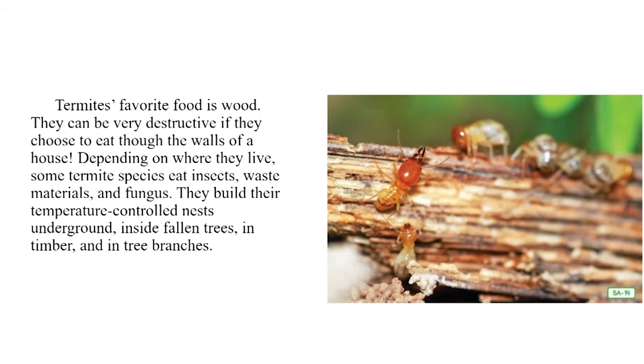Termites' favorite food is wood. They can be very destructive if they choose to eat through the walls of a house. Destructive refers to something that causes a large amount of damage or harm. Depending on where they live, some termite species eat insects, waste materials, and fungus. They build their temperature-controlled nests underground, inside fallen trees, in timber, and in tree branches.